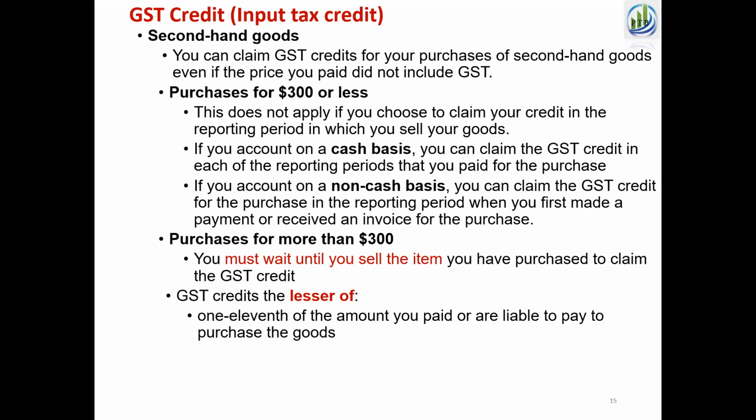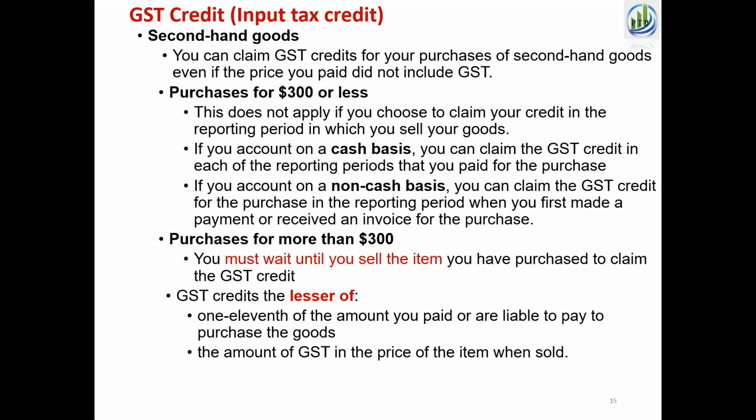GST credit is the lesser of 1/11th of the amount you paid or are liable to pay for the purchase of the goods, or the amount of GST in the price of the item when you sold it. Which one is the lowest one? That's the amount you can claim from the ATO, right? So that's called more than $300. You should wait until you sell that product.